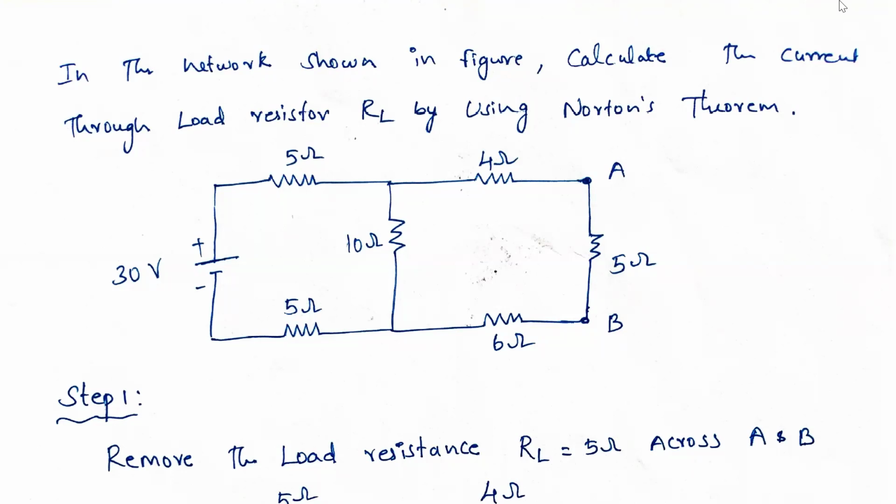Today, we are going to solve a simple problem in a Norton's circuit. Take down this problem. In a network shown in the figure, calculate the current through load resistance RL by using the Norton's theorem. So here two loops are there. So where is the load resistance? Load resistance is here, 5 ohms, that is across the A and B point.